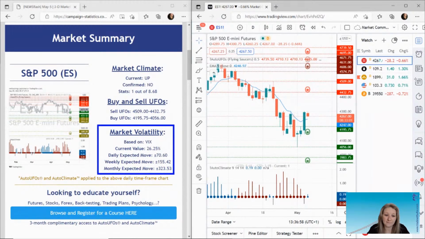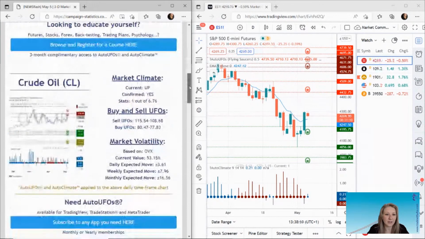In terms of volatility, we'd expect movement up or down in 1 year on the S&P of 26.25%. But in a day, 70.6 points. In a week, 155.42 points. In a month, 323.53 points. So that's the S&P 500. The next market is crude oil.